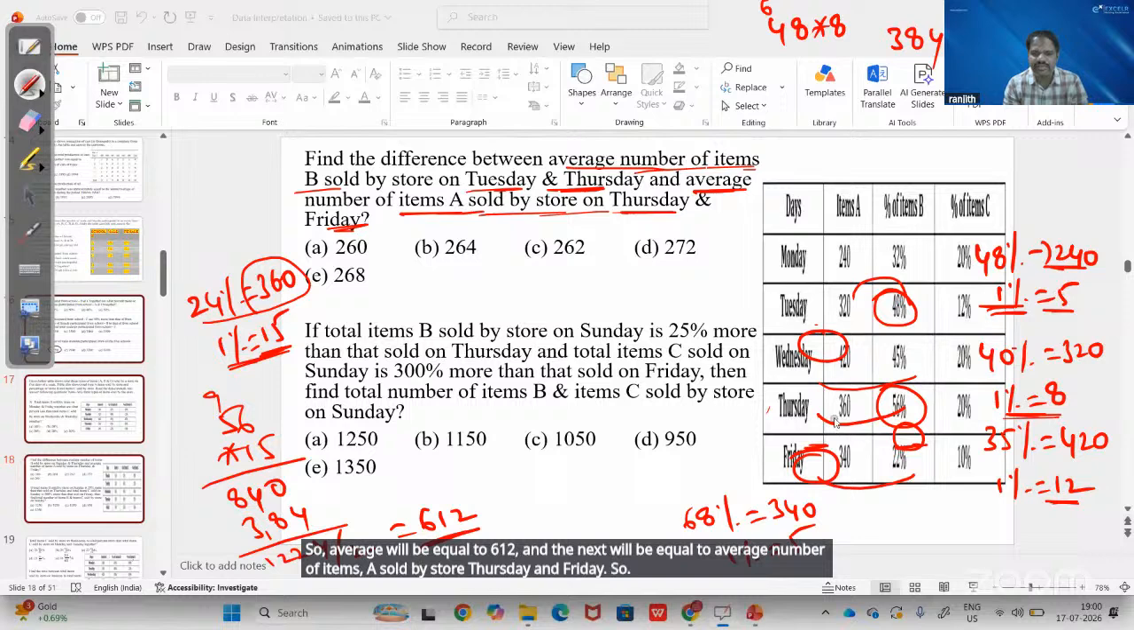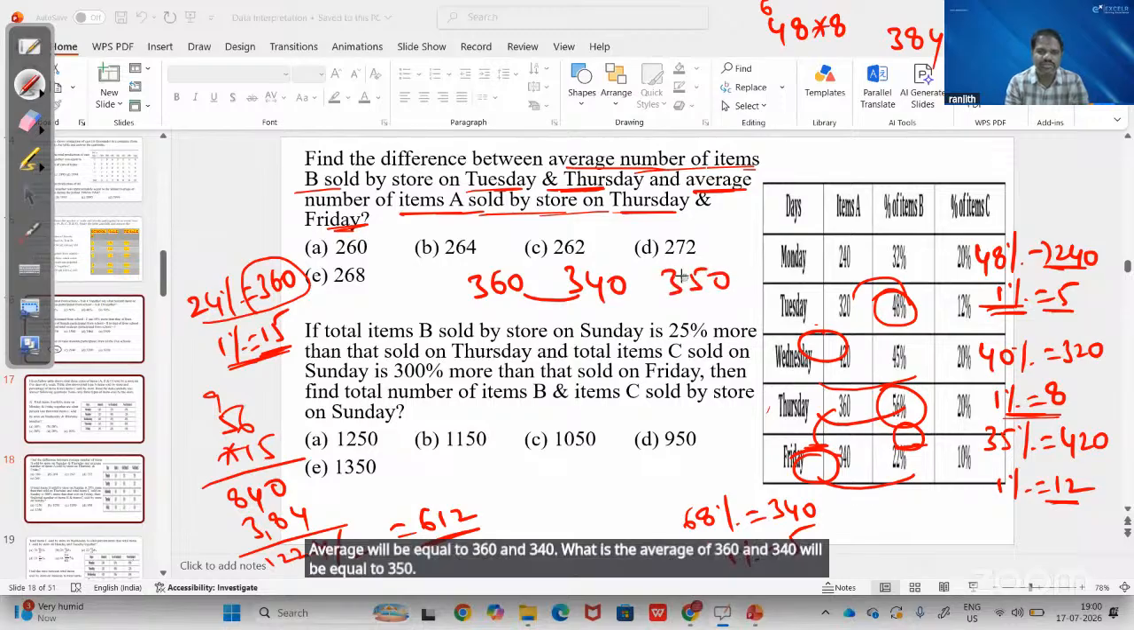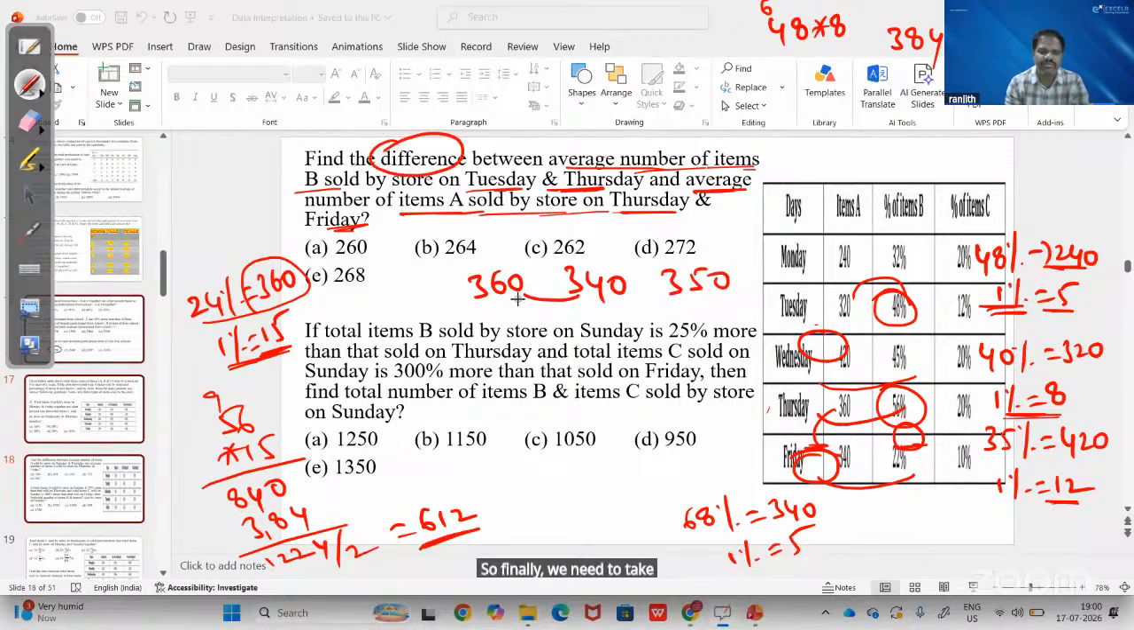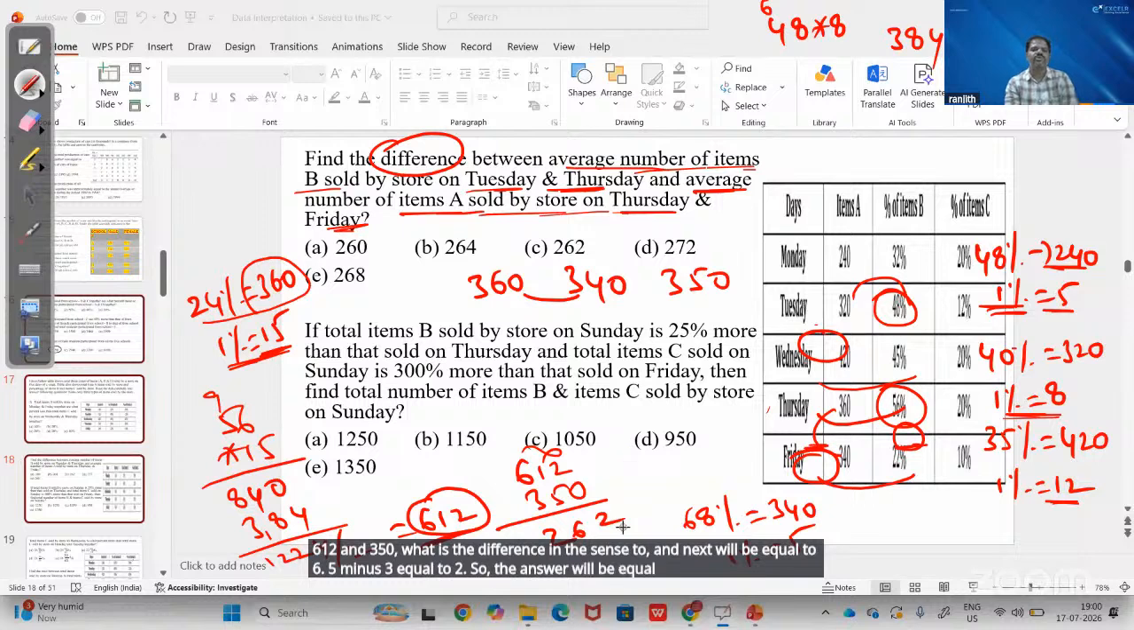Thursday and Friday are already given as direct values, 360 and 340. The average of 360 and 340 equals 350. Finally, we need to take the difference of these two, 612 and 350. The difference: 2 minus 0 is 2, then 1 minus 5, borrowing, gives 6, and 5 minus 3 equals 2. So the answer is 262, where the difference is 262.